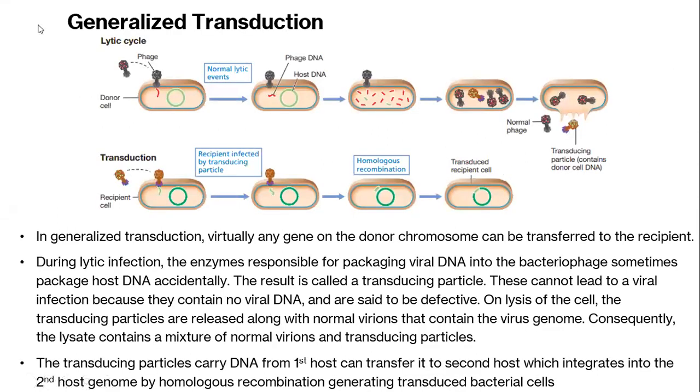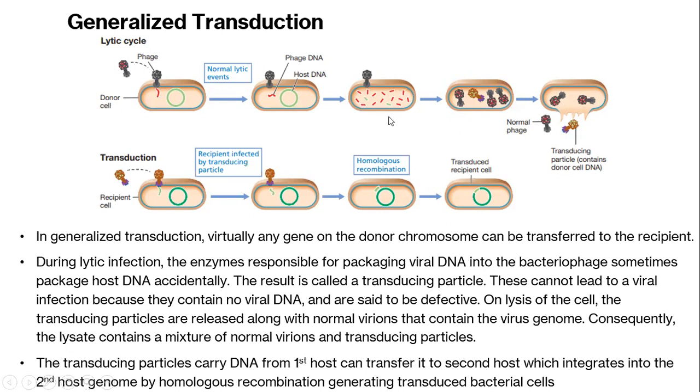So let us discuss in more detail about generalized transduction. Here in the first part of the image, we can see a typical lytic cycle. During the lytic cycle, the phage will first attach on the surface of the bacterial cell and insert its DNA inside the bacterial cell. The phage DNA will then enter into the lytic cycle, wherein it will take over the bacterial machinery and use it for making more copies of its own DNA.